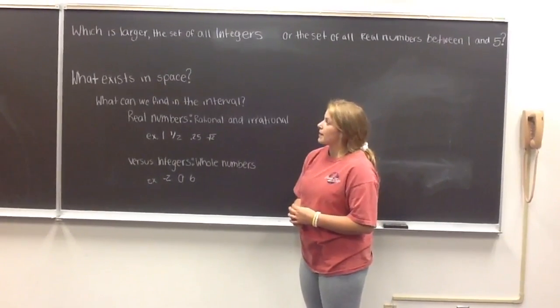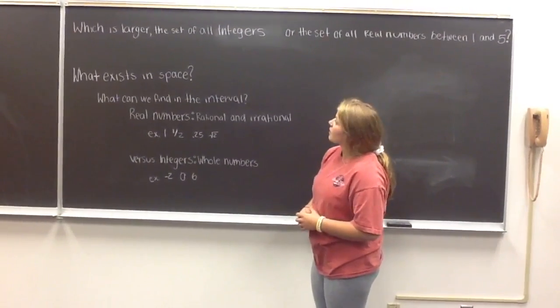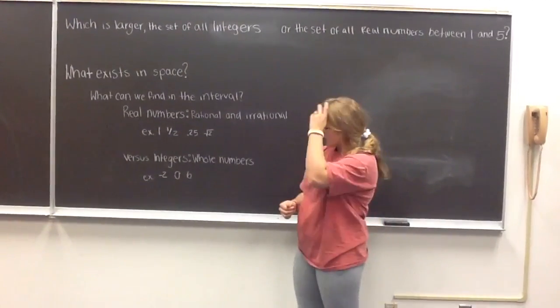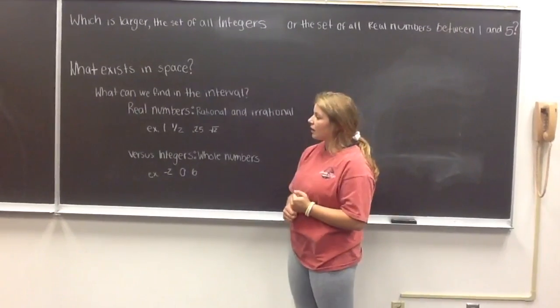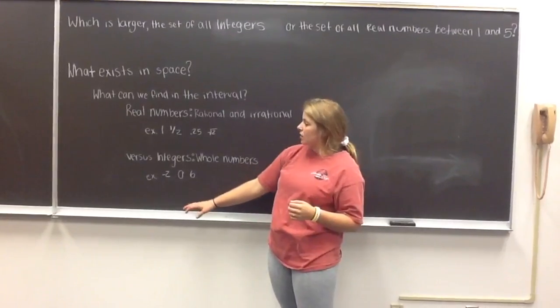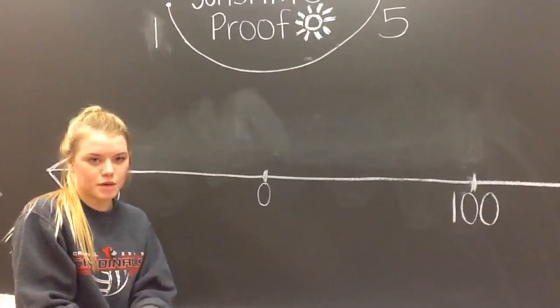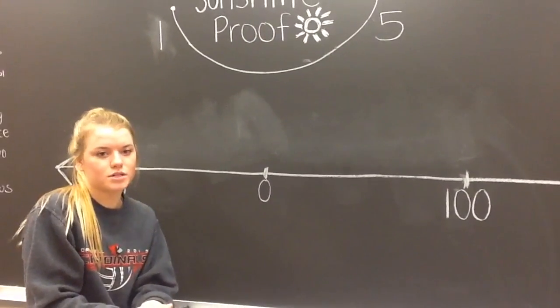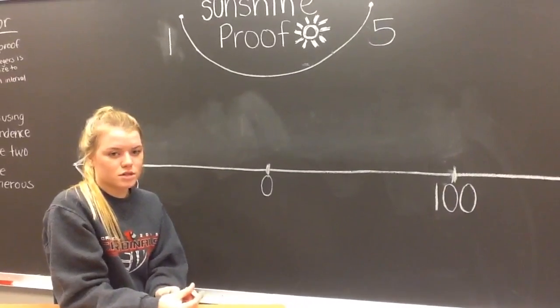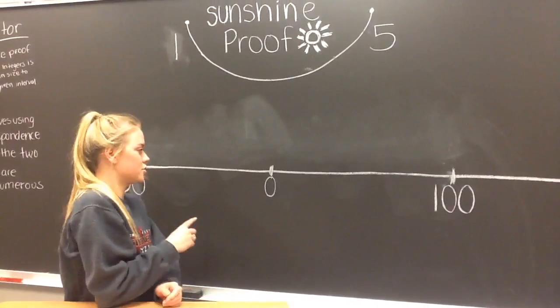The other type of space that we need to look at is the space in the set of all integers. And to help us understand, integers are whole numbers, and they can be negative or positive. So for example, -2, 0, and 6. The sunshine proof uses correspondence to show the relationship between points in the interval and integers. For every point we use in the interval, we will correspond with an integer.